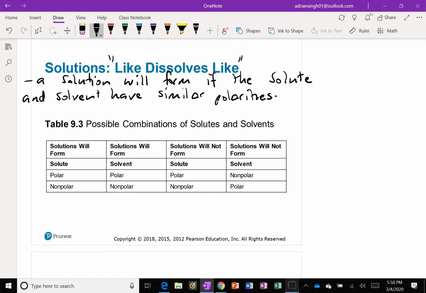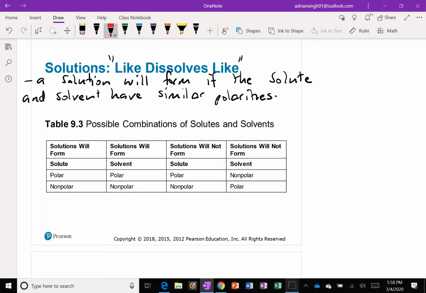In other words, in order for the solution to form, if the solvent is polar, the solute has to be polar. So they have to have like polarities. Similarly, if the solvent is non-polar, the solute, in order to dissolve in it, would also have to be non-polar. So if the polarities are different between the solute and the solvent, the solution is not going to form, right? They're not going to mix evenly or uniformly.